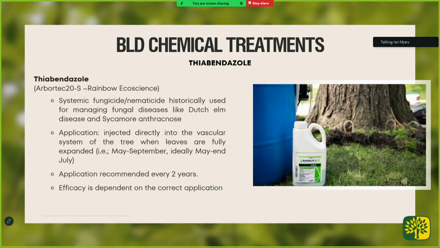The other option, which gives you a lot more leeway, we'll say, is a trunk injection. This product, Arbortect, was actually developed for Dutch elm disease, so it's been around for a very long time, for decades, in fact. And it's applied in the same manner. Injection sites are drilled into the root flare of the tree, and then the product is injected directly into the tree.